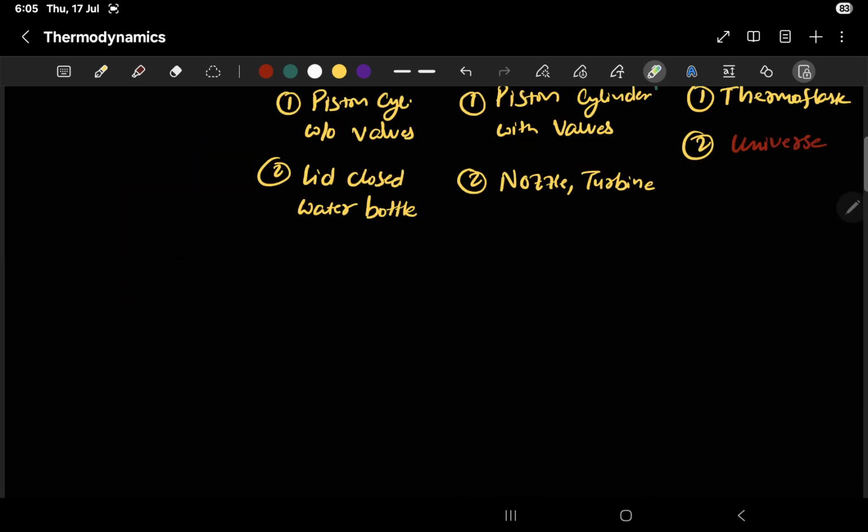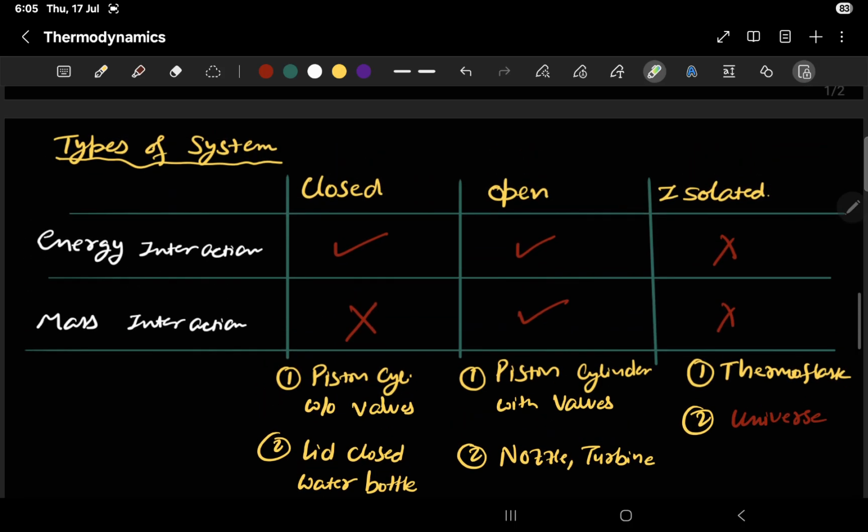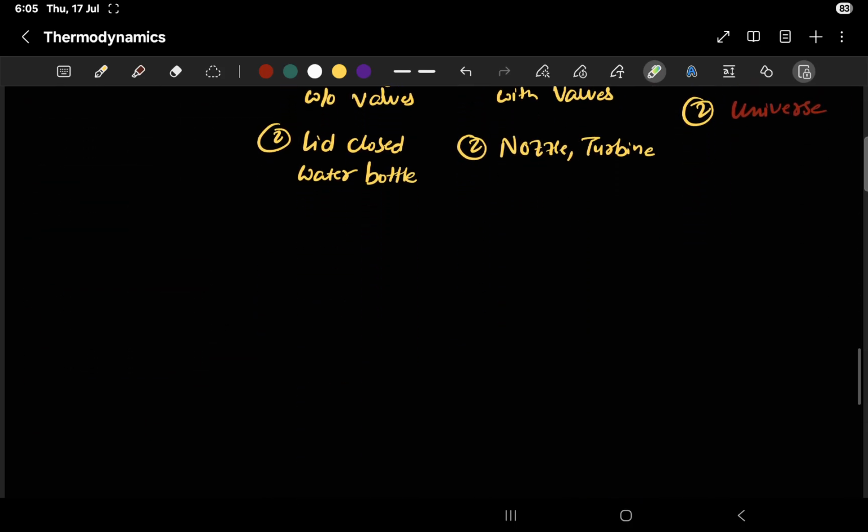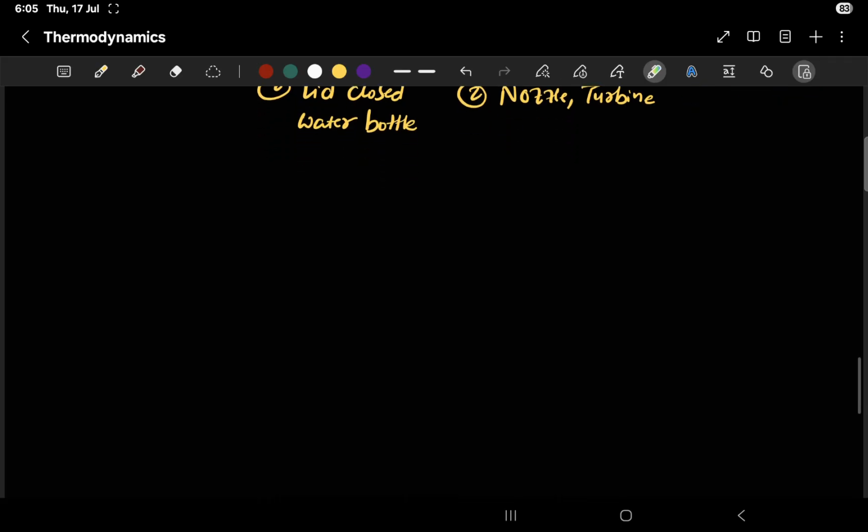Now except these three, as we discussed, closed, open, and isolated system, there are a few more types of system. These terms are not frequently used, but when it is asked or used in a question, I think you all should know. So I will just mention that. So one is the adiabatic system.